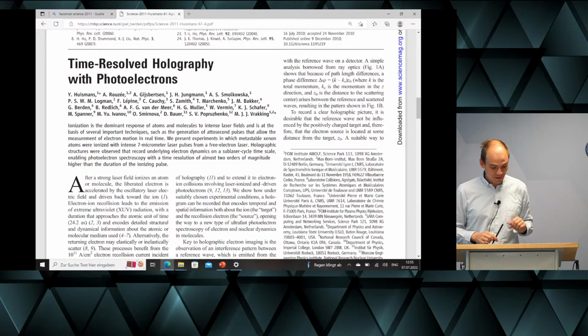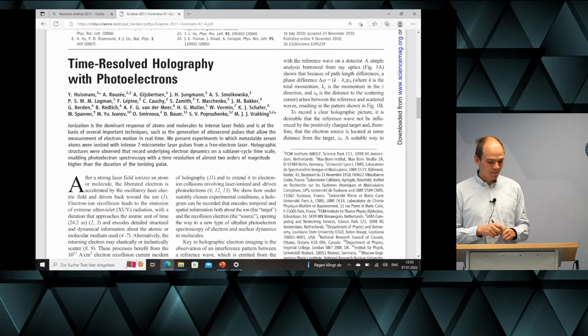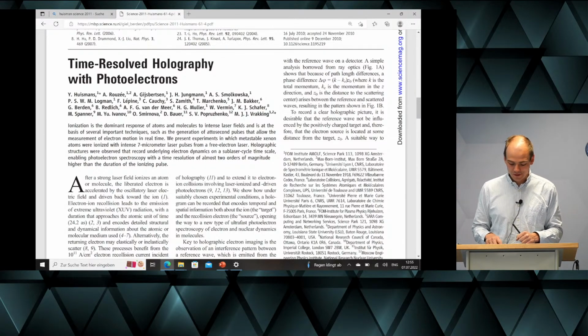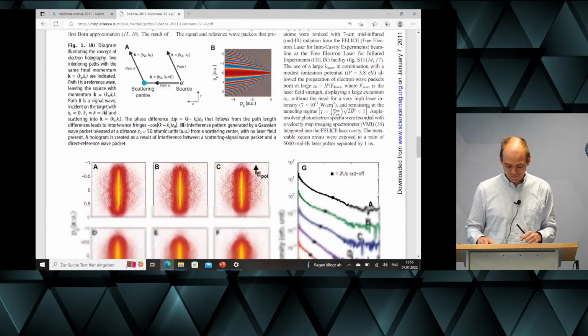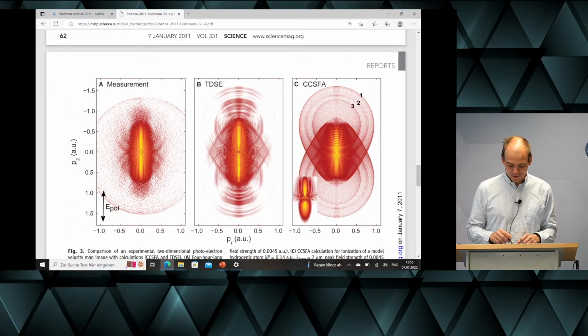They used a free electron laser operating at 7 micrometer wavelength, and because the intensity of that laser was quite small, they used excited xenon atoms that were prepared in a special kind of atomic trap. And then they looked at photoelectrons from these excited atoms. And then they got these beautiful images.